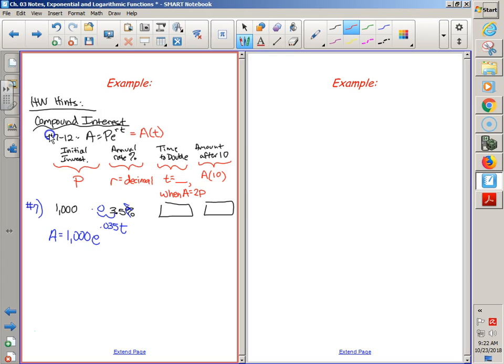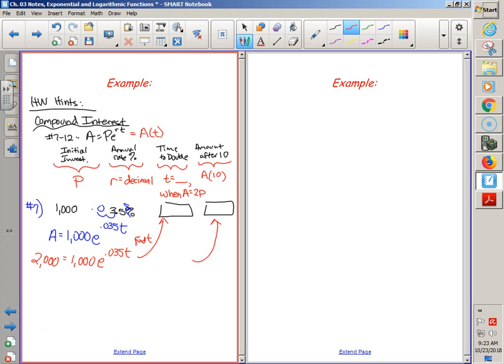Okay, the first box, time to double. What am I going to make A? 2P. I'm going to make it 2,000. e to the 0.0. Wait a minute. So what are we supposed to be finding? Find t. Is that something you should be able to do with division and ln of both sides, using your calculator? Yeah. What's going on for this box? Plug it in, plug it in.